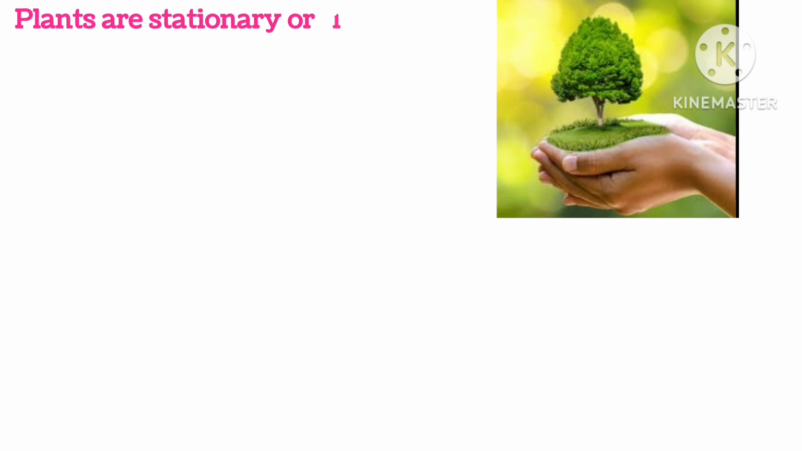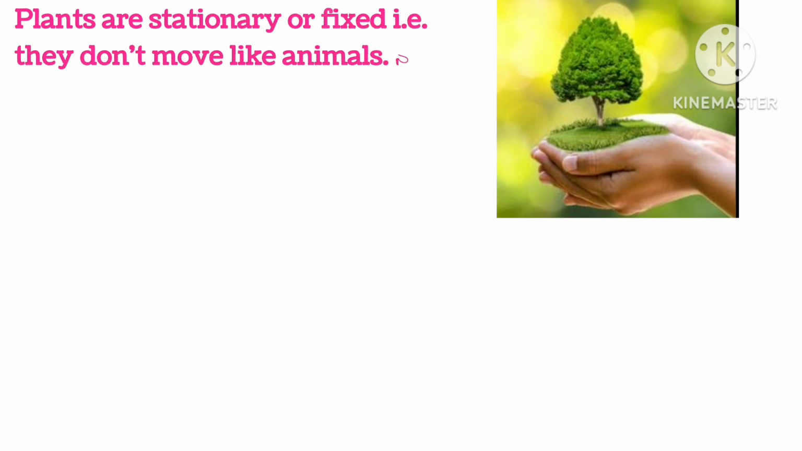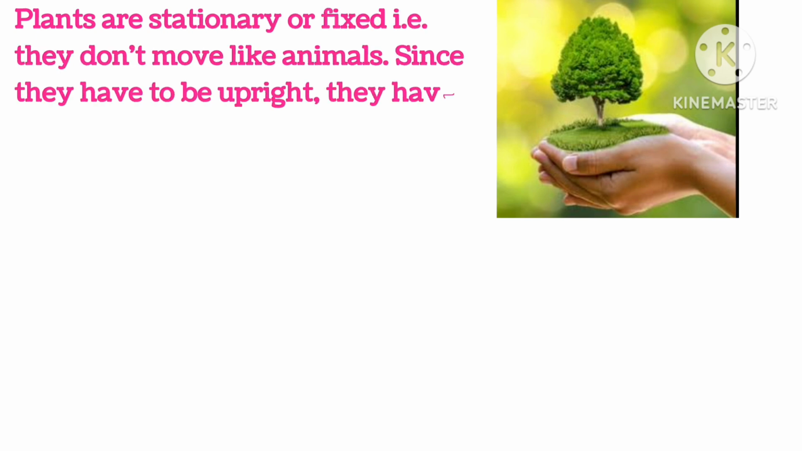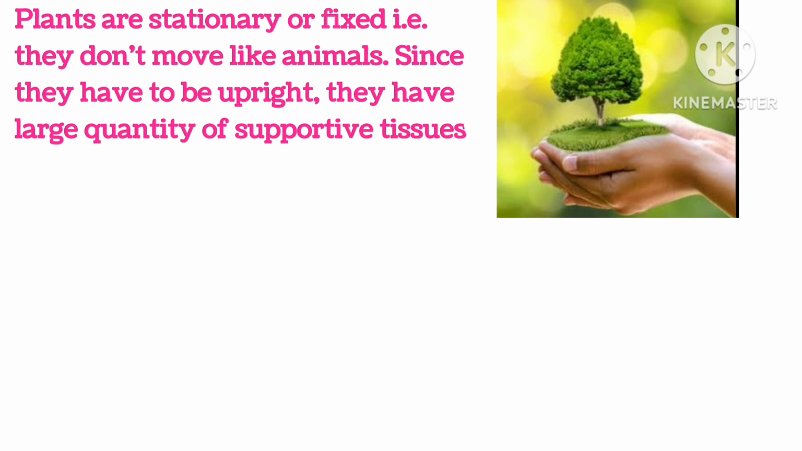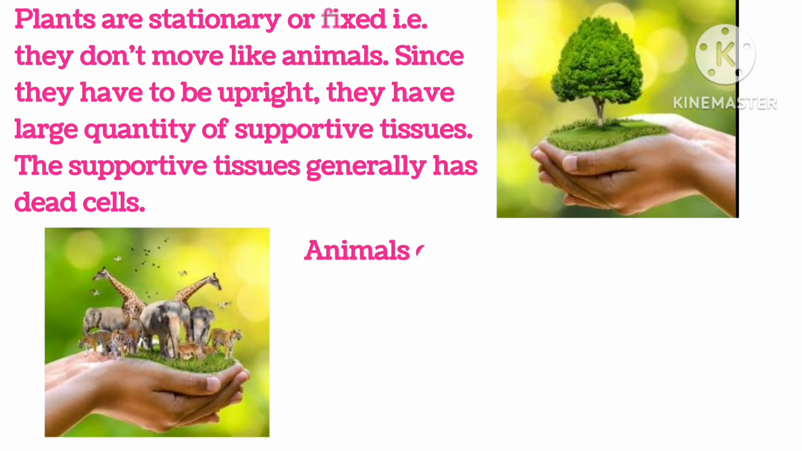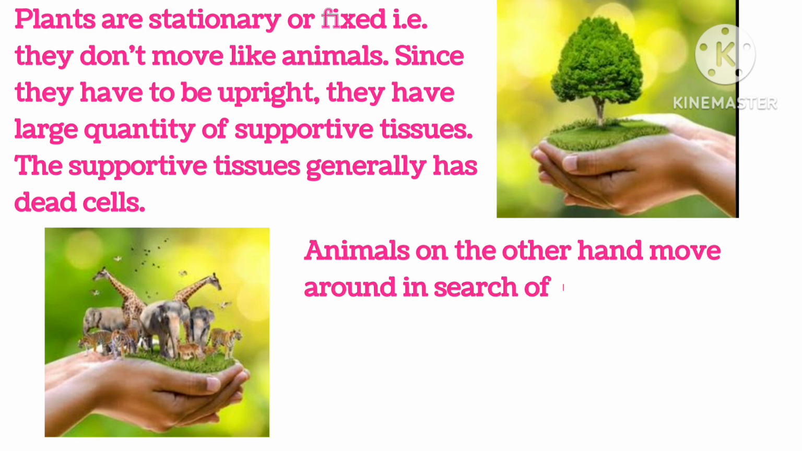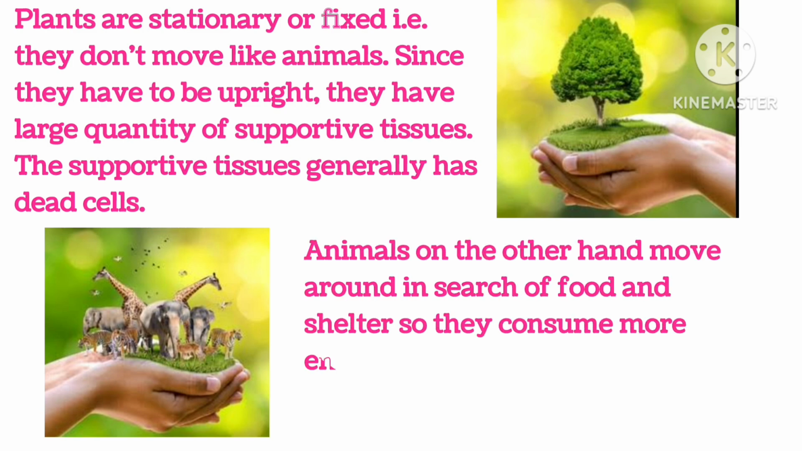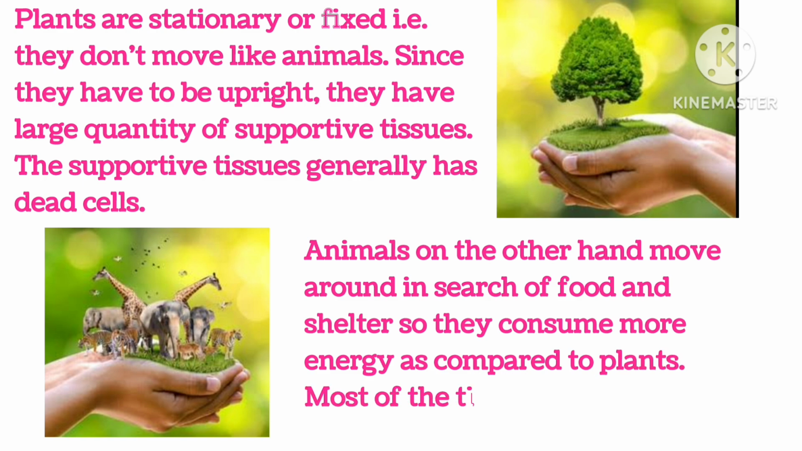Let's see. Plants are stationary or fixed, that is, they don't move like animals. Since they have to be upright, they have a large quantity of supporting tissues. These supporting tissues generally have dead cells. Animals, on the other hand, move around in search of food and shelter, so they consume more energy as compared to plants. Most of the tissues they contain are living.